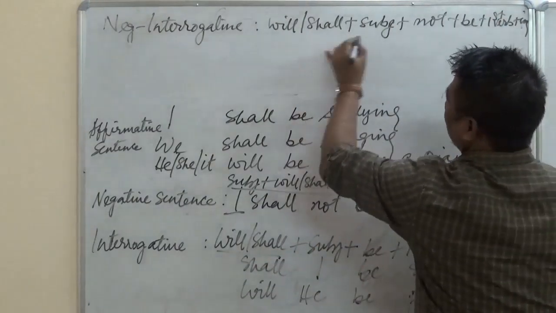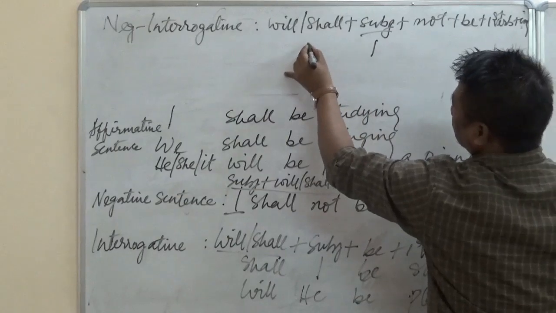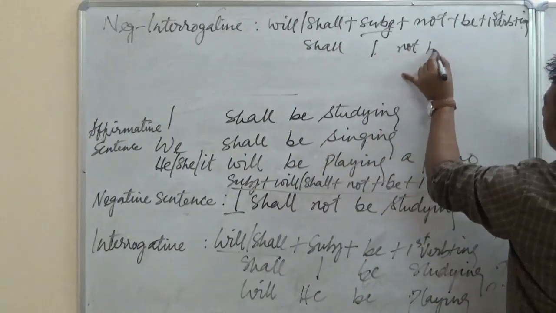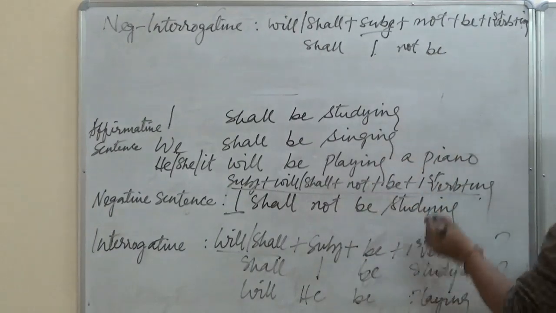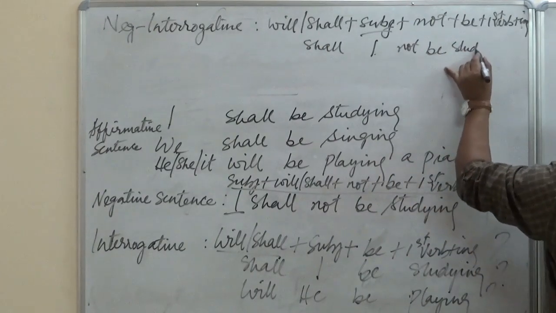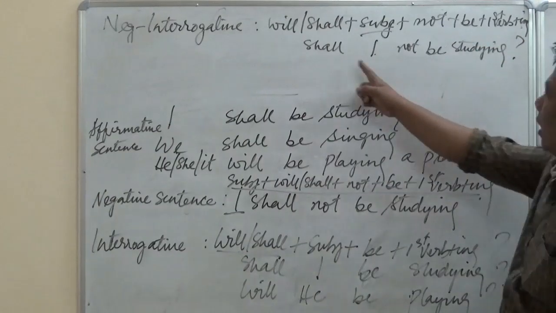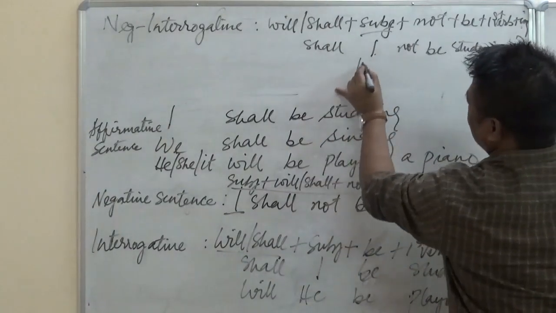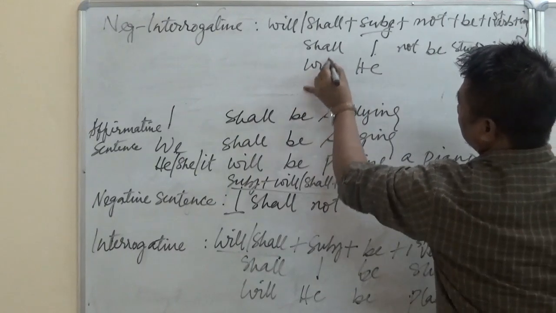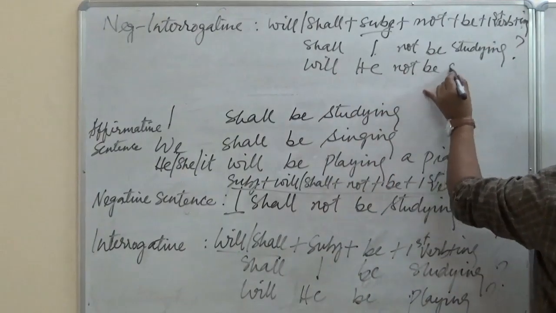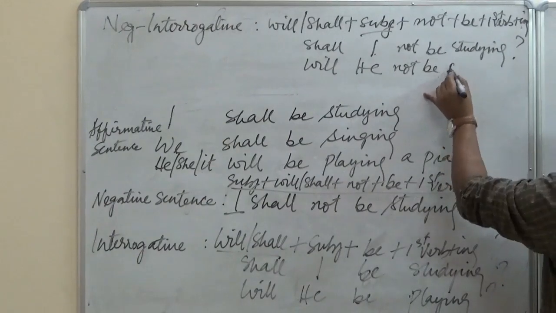with the subject I: Shall I not be studying? And then with he as the subject: Will he not be playing? Will he not be playing?